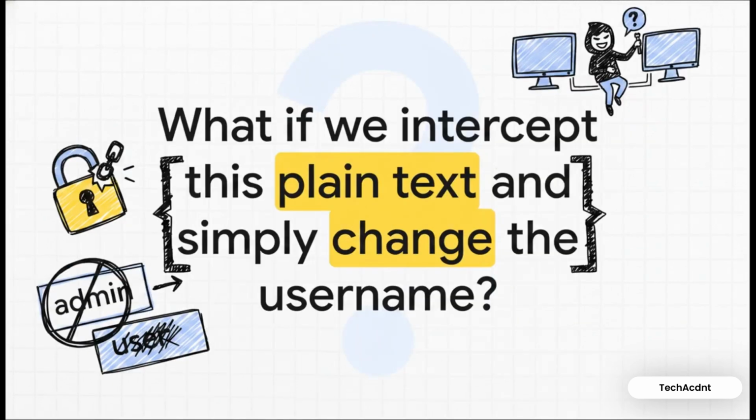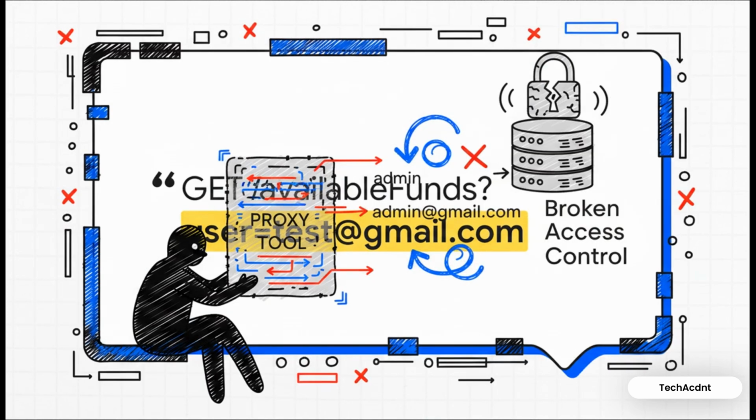So, since we know this is just plain text passing through our proxy, the big question is, what would happen if we just stopped this message in its tracks and swapped out admin for somebody else's username? And that's exactly what the hacker does. Using their proxy tool, they just edit that one little piece of the request before it reaches the server. We're not talking about complex code or breaking heavy-duty encryption. It's literally just changing one word to another.